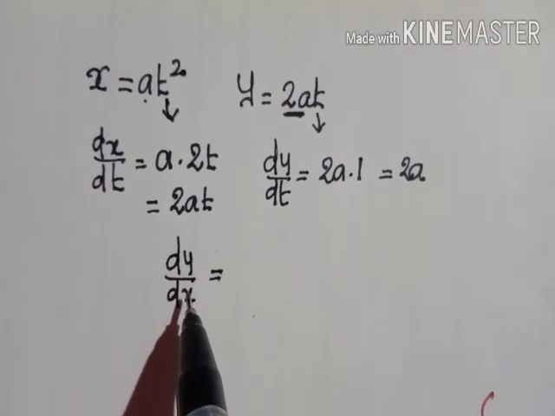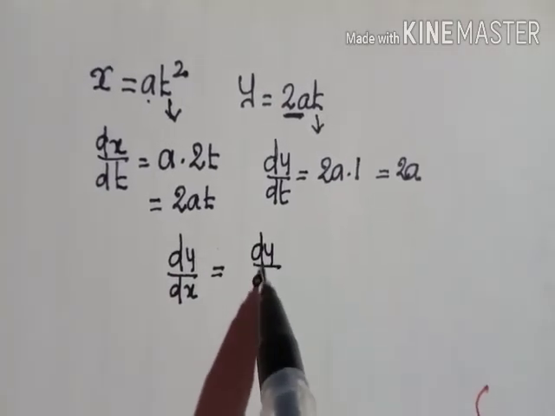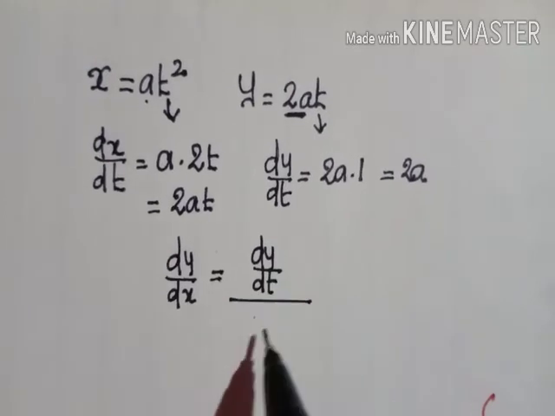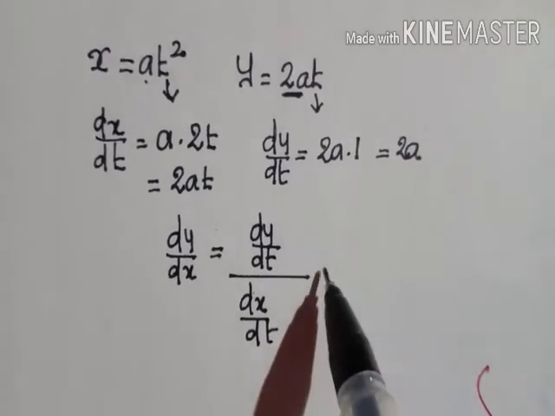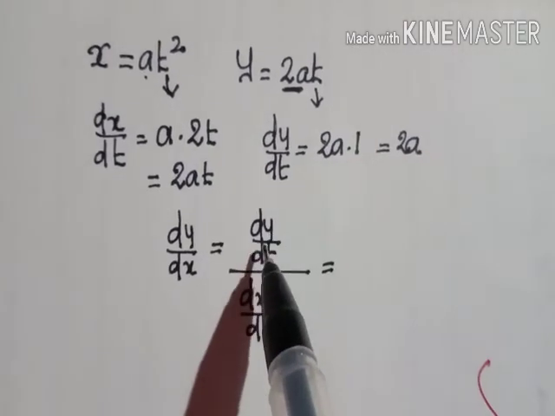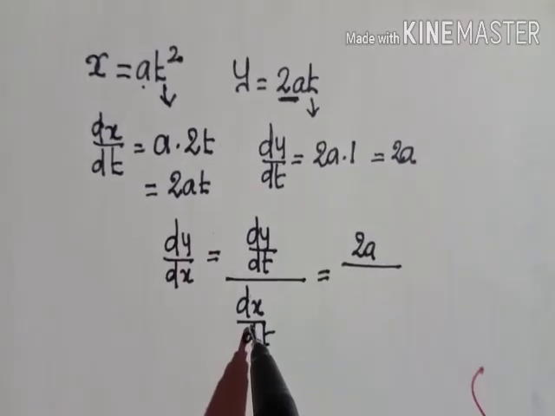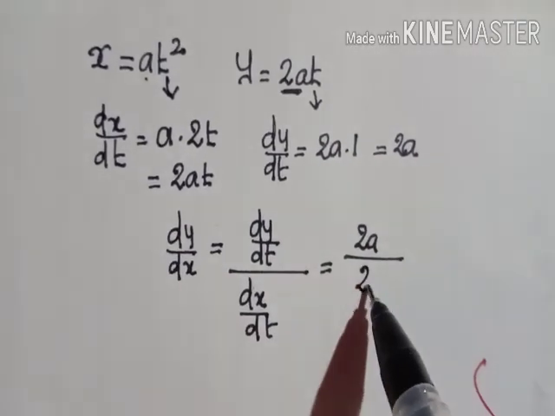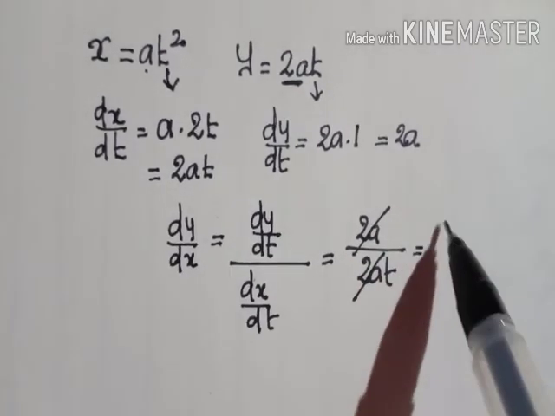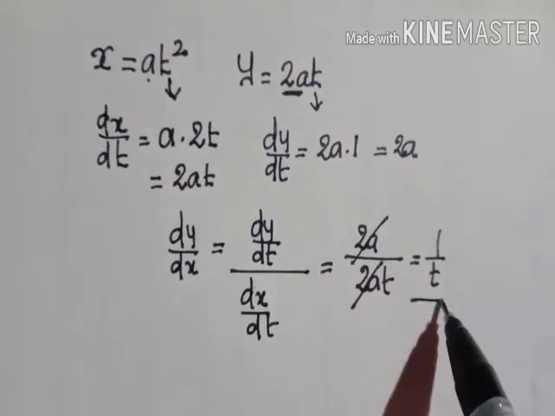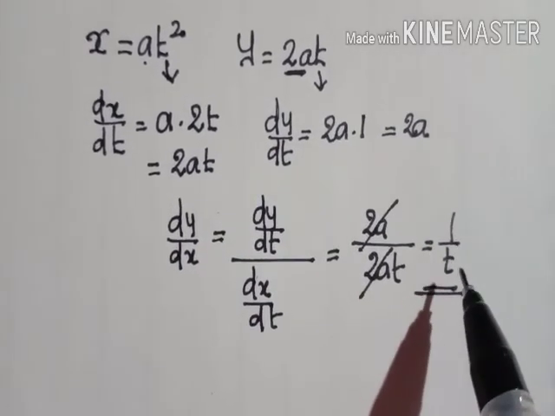How to find dy by dx? So divide dy by dt by dx by dt. Okay, so dy by dt is 2a, and dx by dt is 2at. Here we can cancel 2a, so that the answer is 1 by t. dy by dx equal to 1 by t.